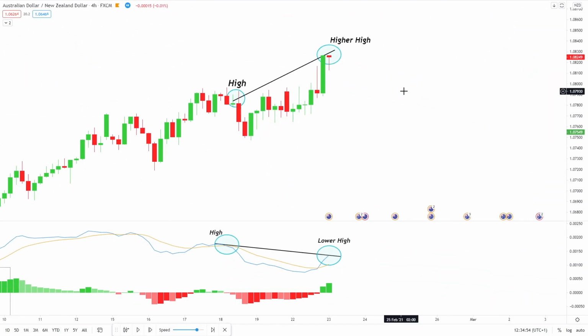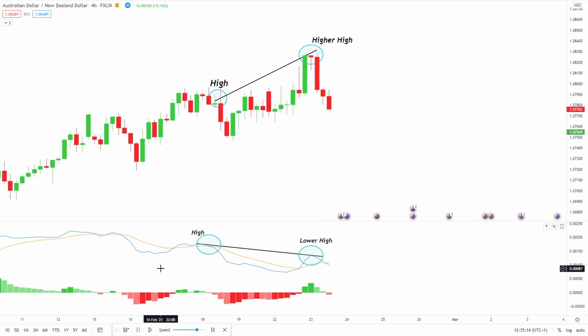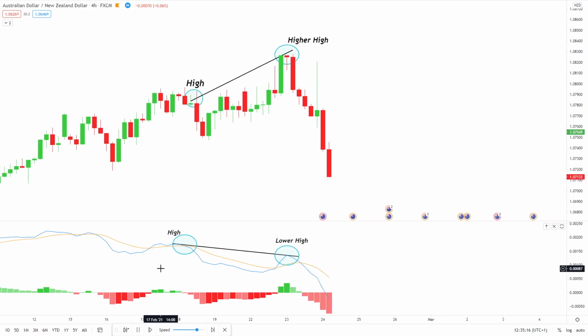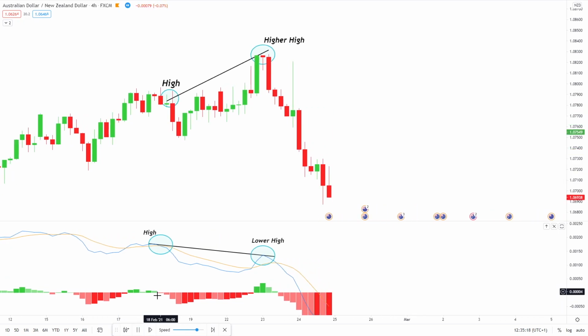Let's take a look at a real world example of bearish divergence on the AUD NZD 4-hourly chart. As you can see, the price made a higher high while the MACD indicator created a lower high. As I mentioned before, this shows that we may see a price movement in the opposite direction. So in this case, we had a bullish trend, and now it's trending towards the downside.